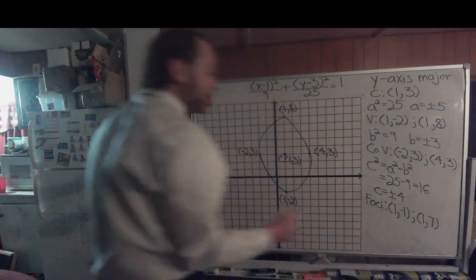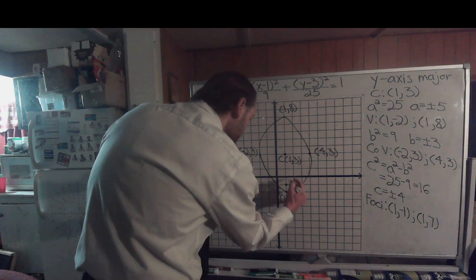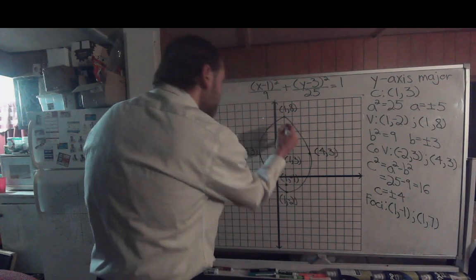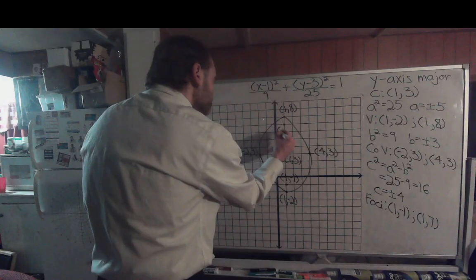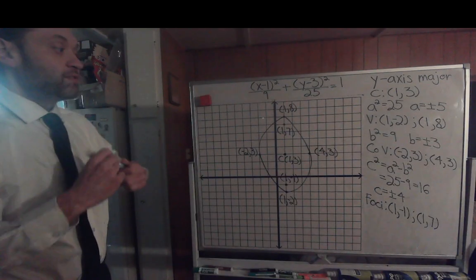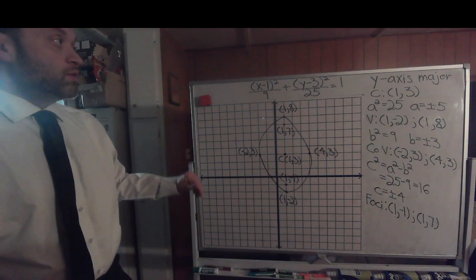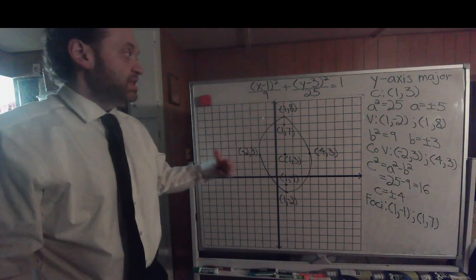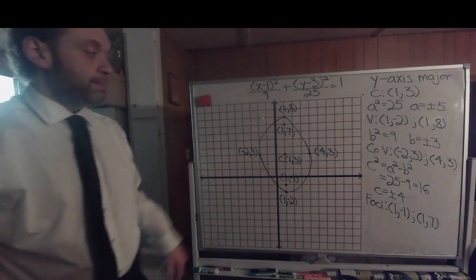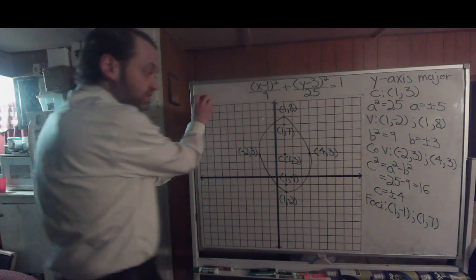So your foci are at 1, negative 1, which is right here. So there's 1, negative 1, and then you have 1, 7, which is right here. So there is the graph of the ellipse with center at 1, 3, with the y-axis being the major axis, and then your various foci. Alright, I got more examples here.